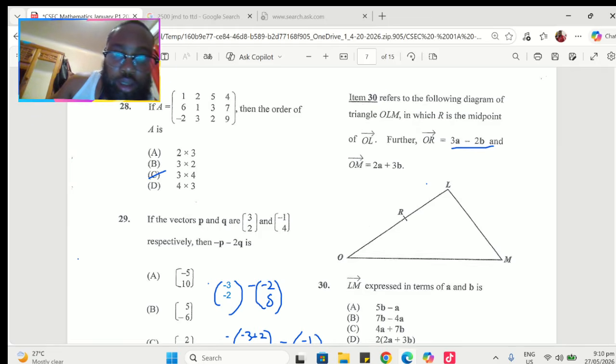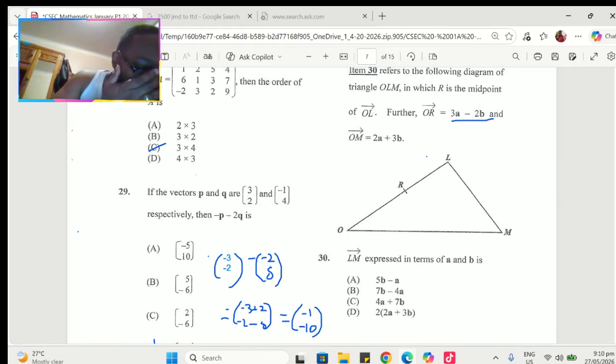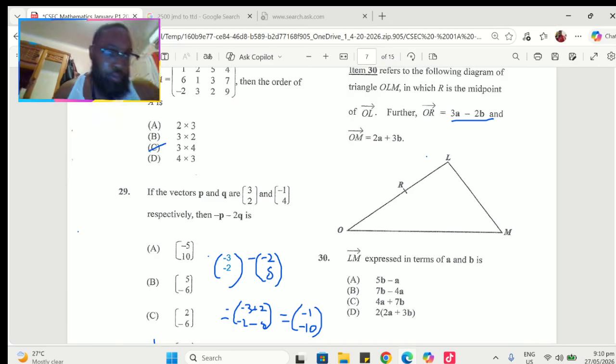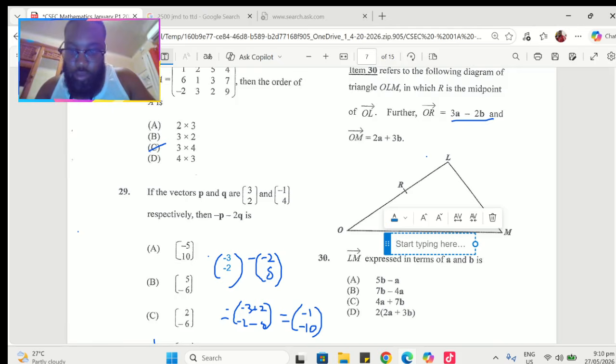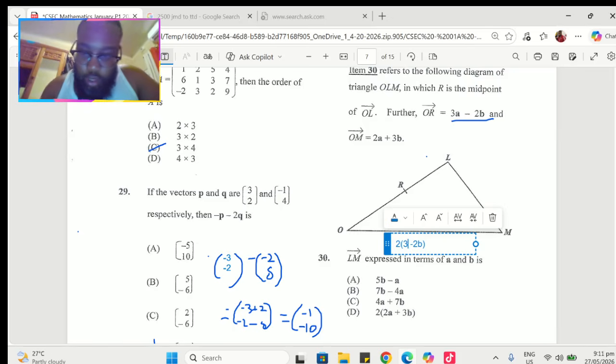So OR, so OL, right? If R is the midpoint, OR is 3A minus 2B, then OL is 2 ORs. In other words, 2 open brackets 3A minus 2B. So OL is 2 ORs, because remember OR is the midpoint.